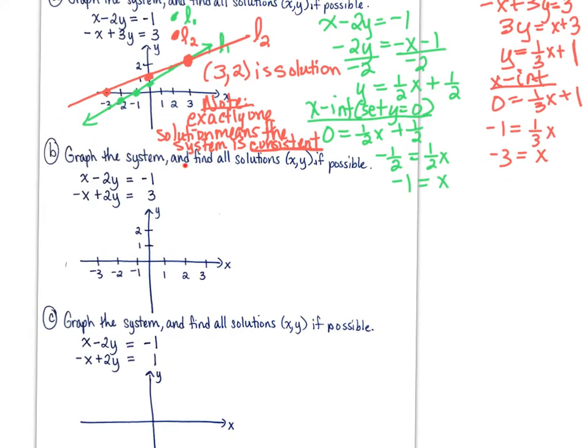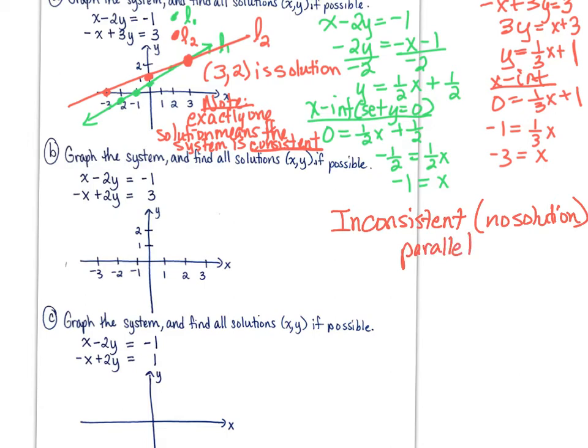Part B, graph the system and find all solutions x, y if possible. Would you like a minute to try it? A couple minutes? Okay. In part B, we have to graph the system and find all solutions x, y if possible. What did you get for part B? I got that they were inconsistent, they're parallel. Very good. So the system is inconsistent. Very good. Which means no solution, because these lines are parallel.